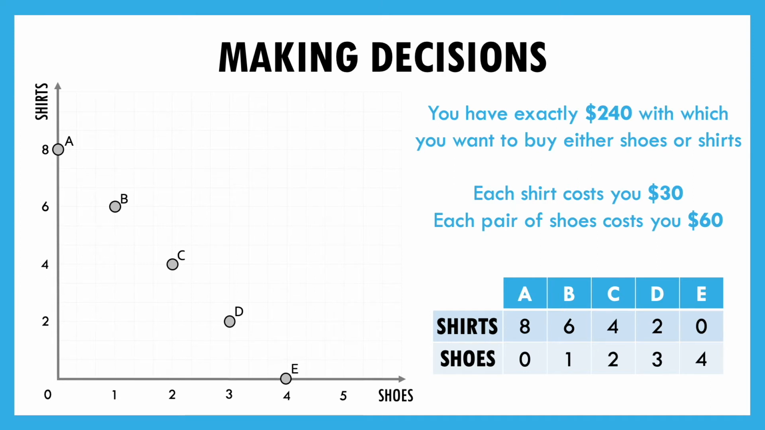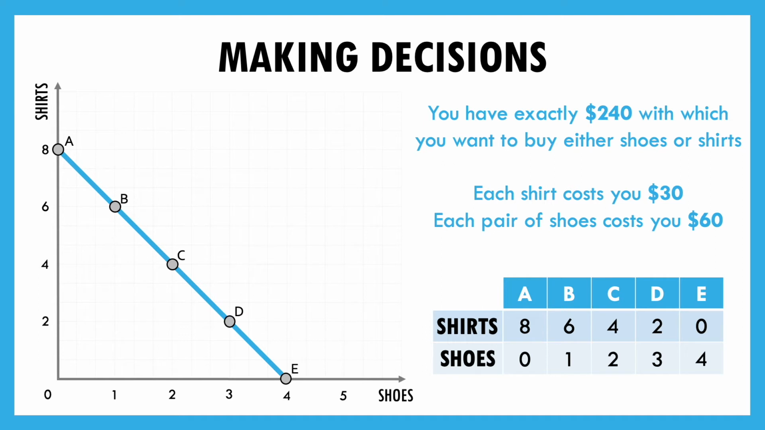Now, this shows us all of our different possibilities. But what we're really seeing, and you can see this just looking at it, is these points actually form a line. And what that line represents is any combination of $240 being spent, right?